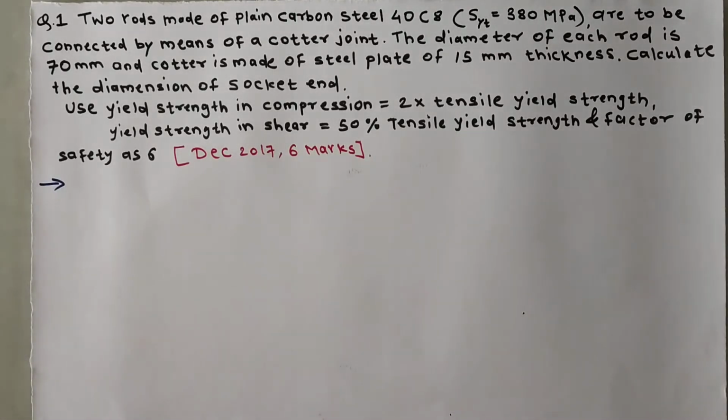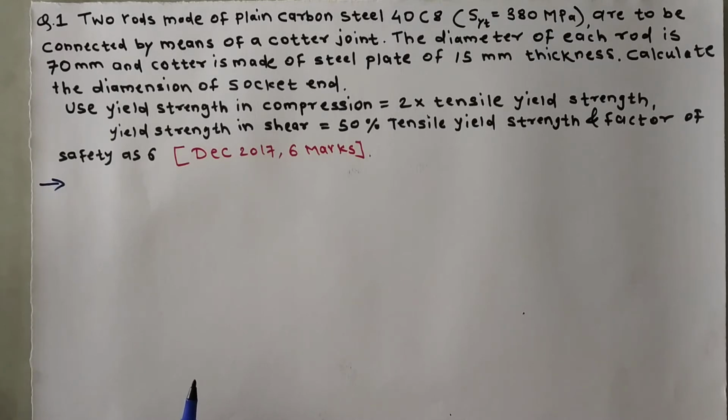So, let's take one question that was asked in December 17 for 6 marks. Two rods made of plain carbon steel 40C8, and yield strength is given as 380 MPa, are to be connected by means of a quarter joint. The diameter of each rod is 70 mm and the quarter is made of steel plate of 15 mm thickness.